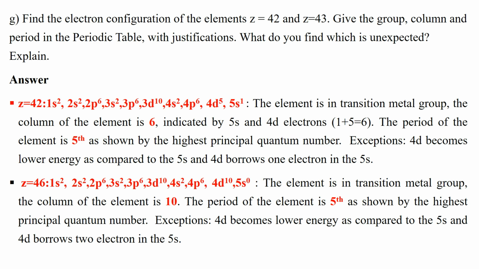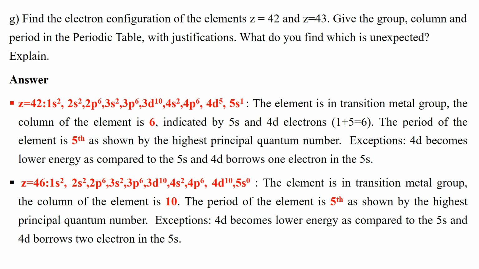What is the exception? The exception is that 4d becomes lower energy as compared to 5s, and 4d borrows 1 electron from the 5s. You can see that 4d has taken 1 electron from 5s. Again, we can see that 4d becomes lower energy as compared to the 5s.